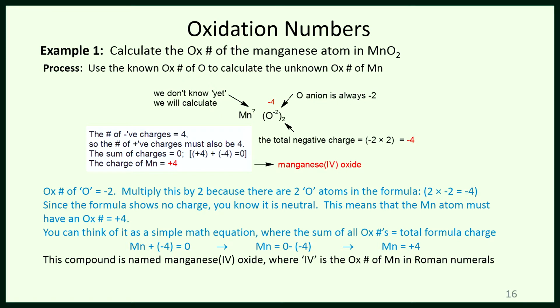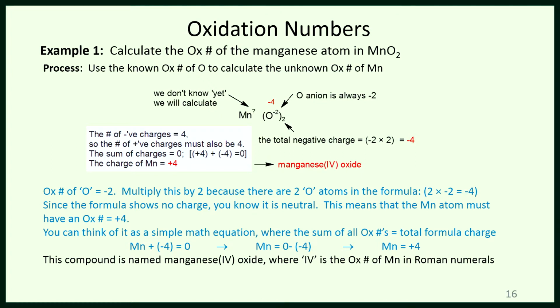This compound is therefore named manganese 4 oxide, where 4 is the Roman numeral IV. This compound is named manganese 4 oxide, where 4 is the oxidation number of manganese in Roman numerals. You see, manganese actually has 5 different oxidation states. If you were asked, pass the manganese oxide, your next response will be, which one do you want? There are 5 different formulas of manganese oxide.